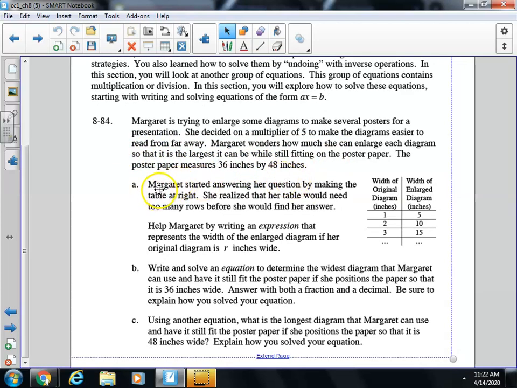Letter A. Margaret started answering her questions by making the table at the right. She realized that her table would need too many rows before she would find her answer. Help Margaret by writing an expression that represents the width of the enlarged diagram if her original diagram is r inches wide. So remember, this r is a variable, so it's representing the width of her poster.